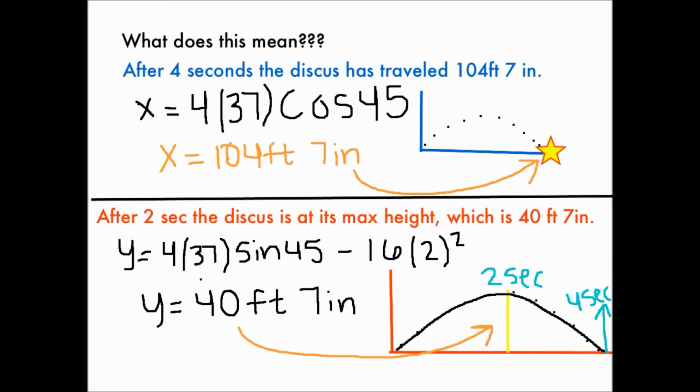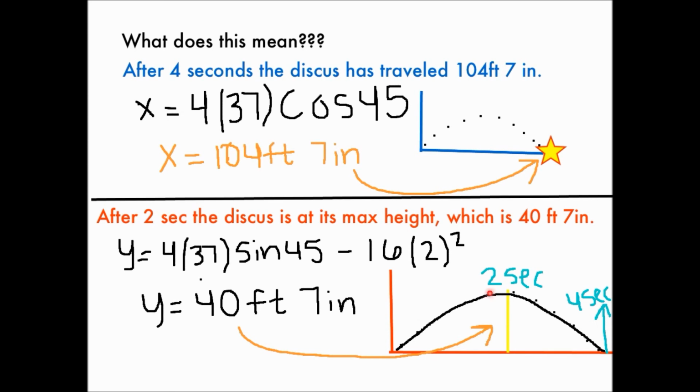Well, after 4 seconds, the discus has traveled about 104 feet 7 inches. So if I'm standing here and we throw the discus, here's the landing, and that will give us the total distance of which I threw the discus, which was 104 feet 7 inches. And we use this equation to get that total. Now for the y, we use y to find the max height in the air. Hence, it's vertical, so that's all we could really use it to find. So y is going to equal 4 times 37 sine 45 minus 16 times 2 squared. And we get 40 feet 7 inches.